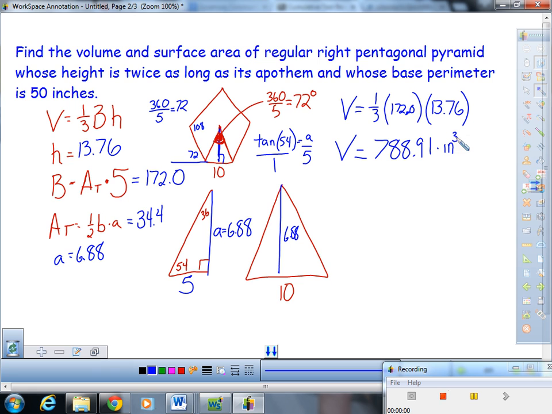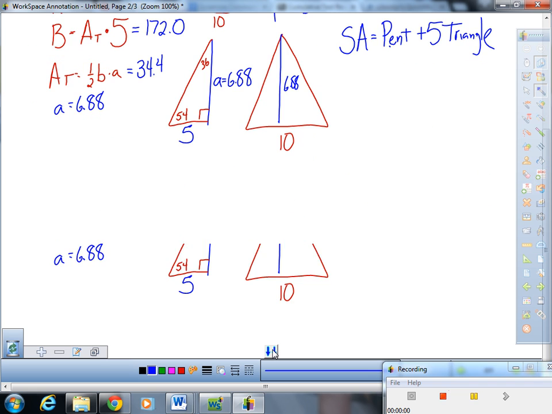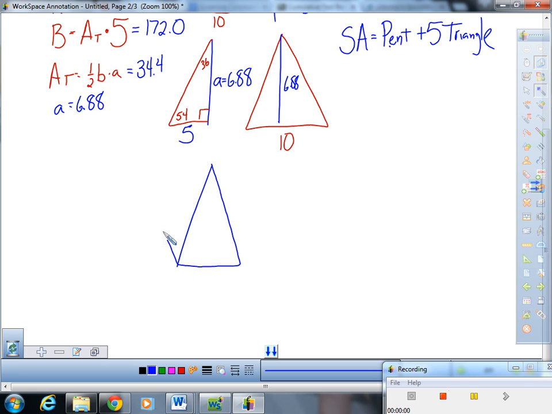Alright, so for surface area, I'm not going to use an equation. Well, I'll use my own equation. It's going to be the Pentagon plus 5 times the triangle. Does that make sense? So now what I need to do, I'll buy myself a little room, is I'll draw a pentagon, a pentagonal prism. Oops, no. I was about ready to draw a hexagon.